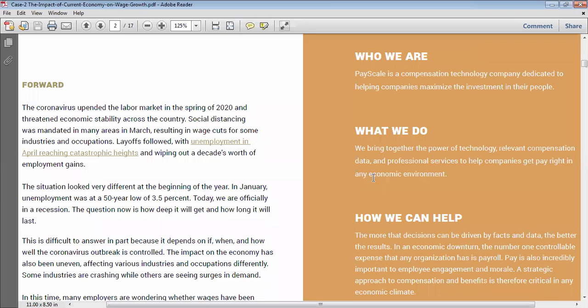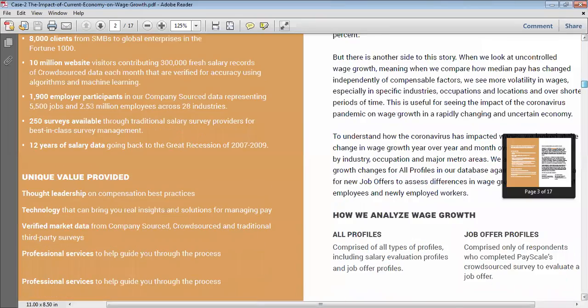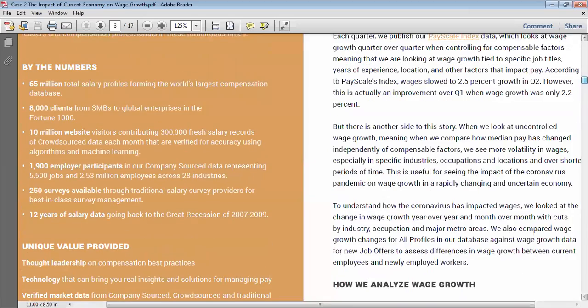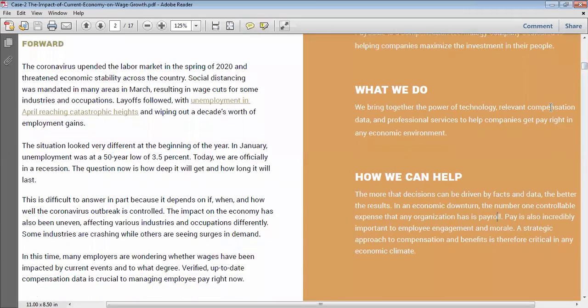In the same regard, they have published this white paper called The Impact of the Current Economy on Wage Growth. So we will have this PowerPoint slide data, which is easy for us to read and understand.